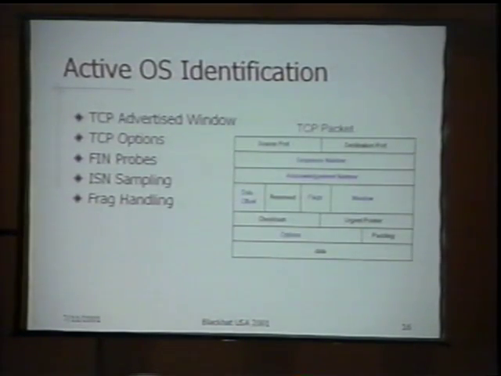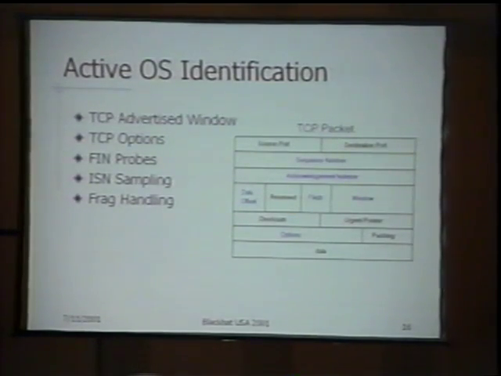Active operating system identification is performed by fingerprinting the TCP advertised window, TCP options, by sending FIN probes, initial sequence number sampling, and fragmentation handling. In this diagram, it is just a TCP packet, and the highlighted fields of the packet are the ones that we actually fingerprint off of. For example, the TCP advertised window is very dynamic per operating system. On Solaris, the TCP advertised window is hex 2238, while on FreeBSD it is hex 4000. It's probably one of the most accurate fields to fingerprint off of because it is so operating system specific.